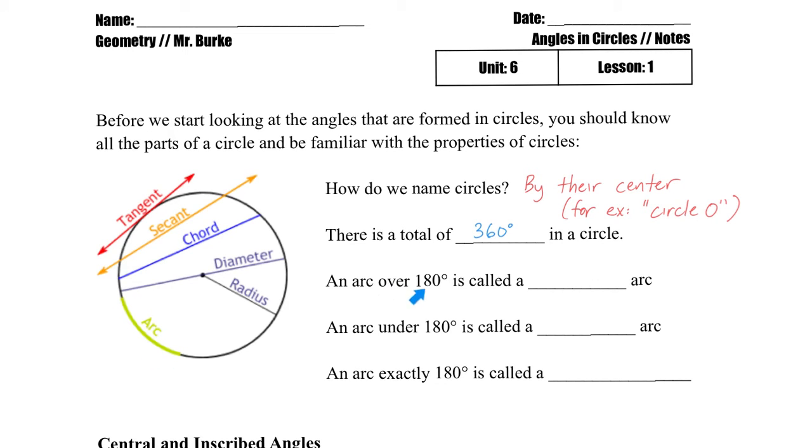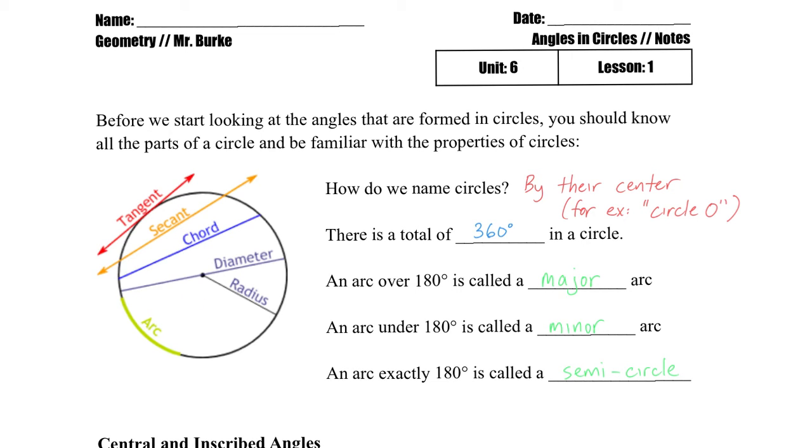If the arc is over 180 degrees, meaning more than half the circle, we call that a major arc. And if it's less than half the circle, less than 180 degrees, we call it a minor arc. And if it's exactly 180 degrees, we call it a semicircle. So that's some background on the different parts of the circle.